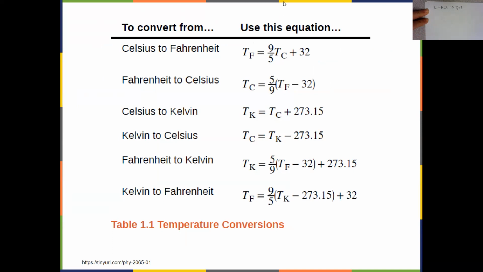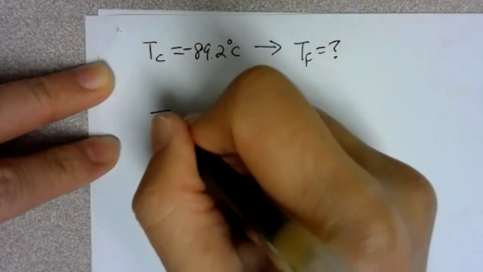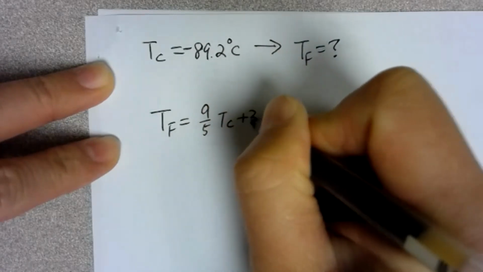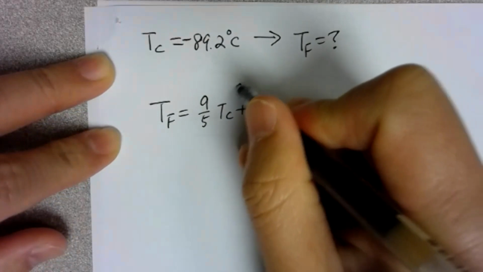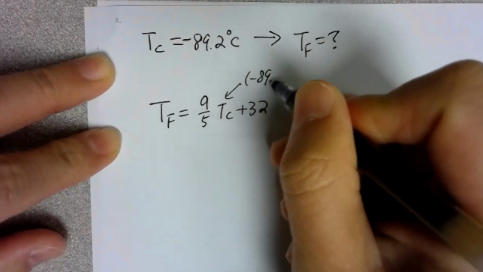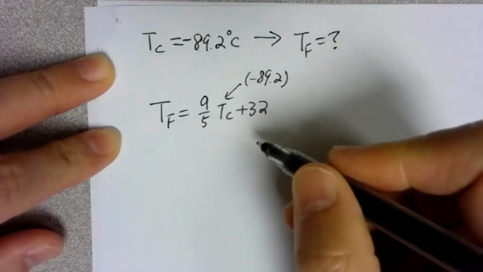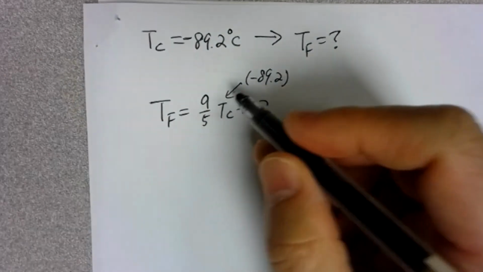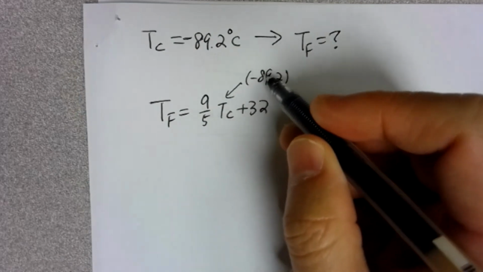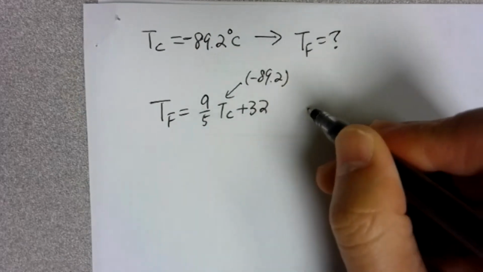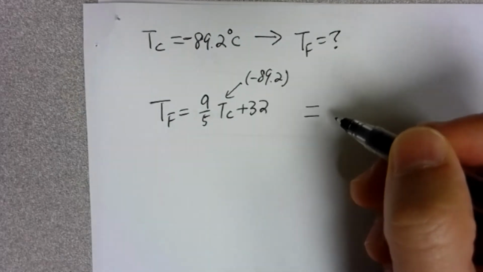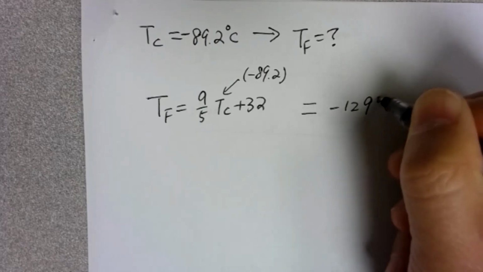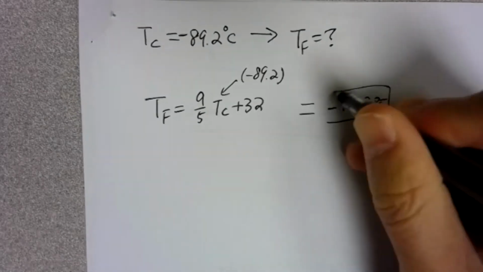So the equation to write down will be TF equal to 9/5 times TC plus 32. So simply that is minus 89.2 times this guy plus 32. That will give you the temperature in Fahrenheit, which will be about minus 129 degrees. So kind of straightforward on that one.